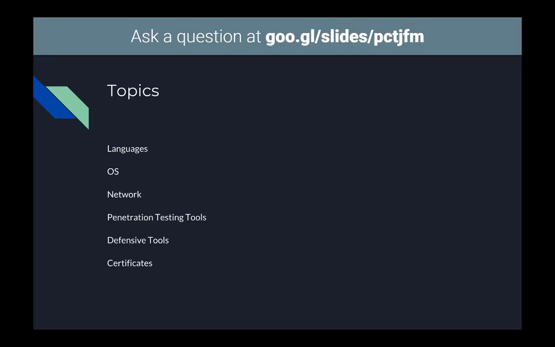So our topics tonight: you've got to know languages really to get into cybersecurity. There's a lot of languages to know, although you don't need to know all of them. There's operating systems as well. Then networking, and penetration tools for offensive security. There's also defensive tools. So there's kind of a red and blue team, per se. And there's also certificates, so those are a lot of fun.